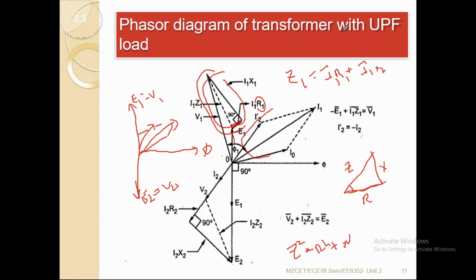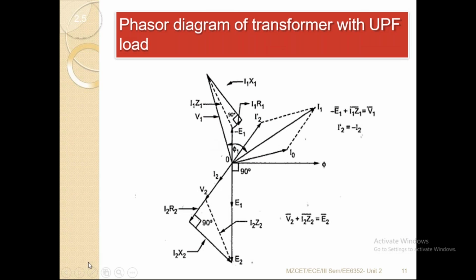Additionally, we are getting this when we are using the unity power factor. And this is for the primary winding and this is for the secondary winding: I2 R2, I2 X2 and I2 Z2. So this is how we can represent the primary parameters and secondary parameters. Here you are referring to the primary parameters, that is resistance, reactance and impedance. Quite opposite, you represent the secondary parameters, that is R2, X2 and Z2. So this is the phasor diagram we get when we are using the unity power factor load.